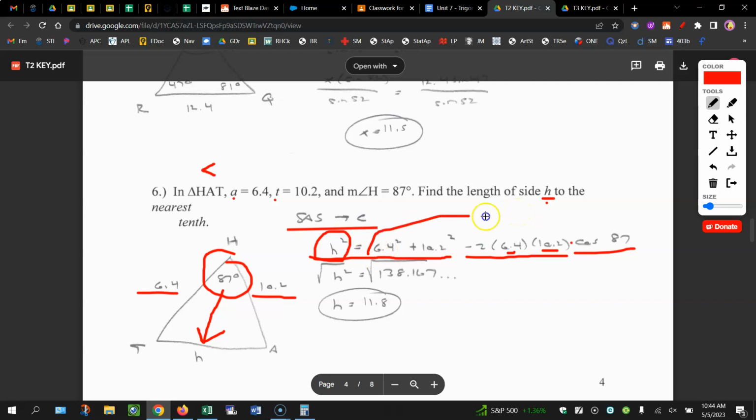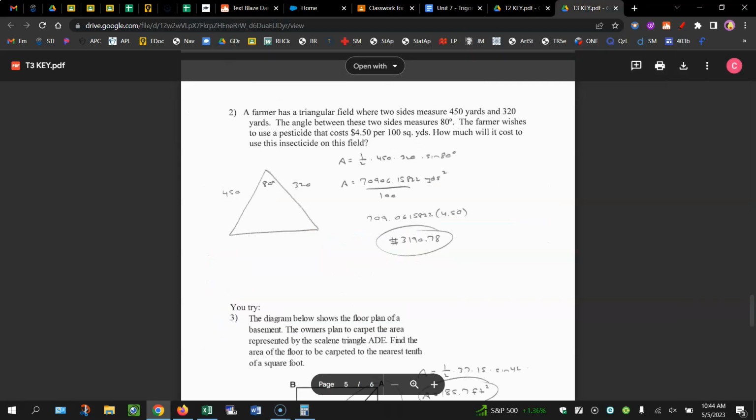All of this should go in your calculator all in one step to get this value here. And then you're just undoing the squared by taking the square root. We're only considering the positive value because we're talking about distance here. So 11.8, done. So let's talk about area.